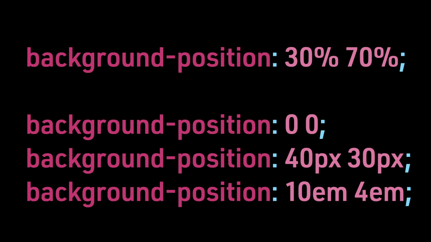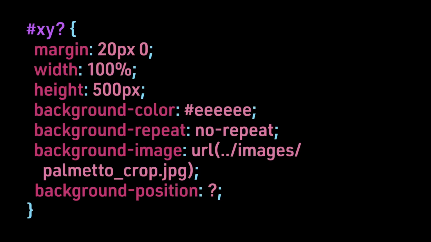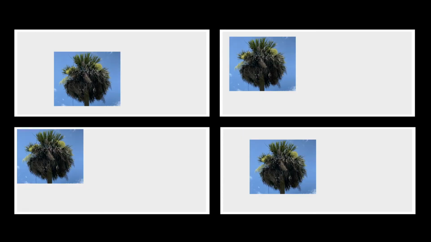We will look at each of these examples. The HTML. The CSS, where again the question mark indicates we will replace that with the 4 examples. And here's the visual result. We have 30% 70% at the top left, 0 0 at the bottom left, 40px 30px at the top right, and 10em 4em at the bottom right.